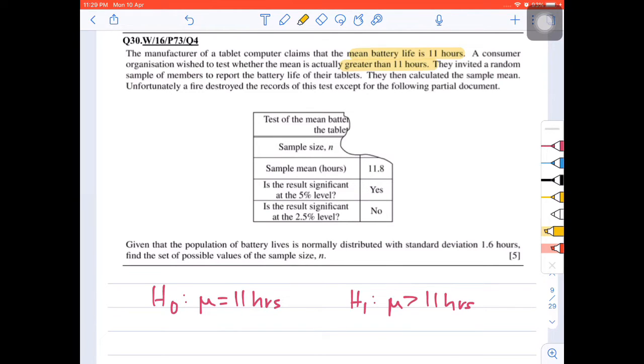They invited a random sample of members to report the battery life of their tablets, then they calculated the sample mean. Unfortunately, a fire destroyed the records of this test except for the following partial document. So there was this document that had the sample size and the sample mean, and it has written that the result is significant at the 5% level, but it's not significant at the 2.5% level. Given that the population of battery lives is normally distributed, with standard deviation 1.6 hours, find the set of possible values of sample size n. Right. So you'll find the possible values of n.